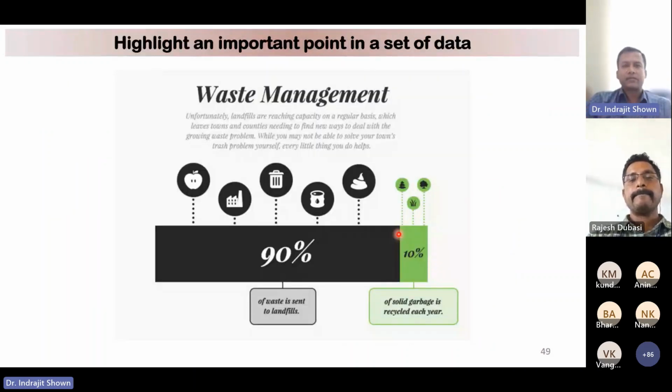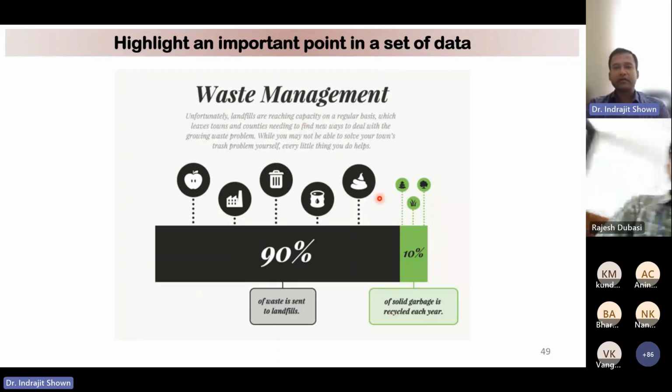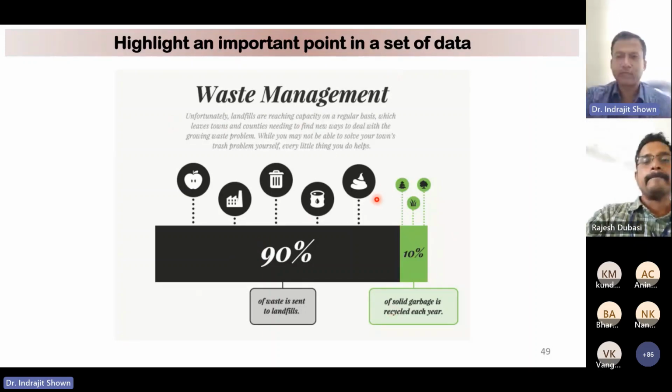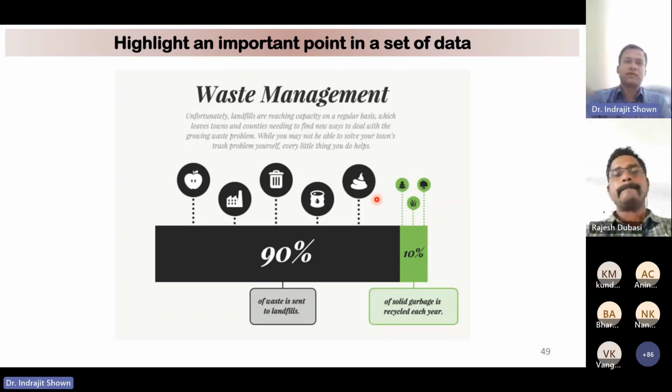Similarly, highlight an important point in a set of data like this. Their important point is 90%. This one you have to highlight. Then this is the 10%, like a waste management type of thing. This way, if you represent your data, it will be more attractive for the editor as well as the reviewer.